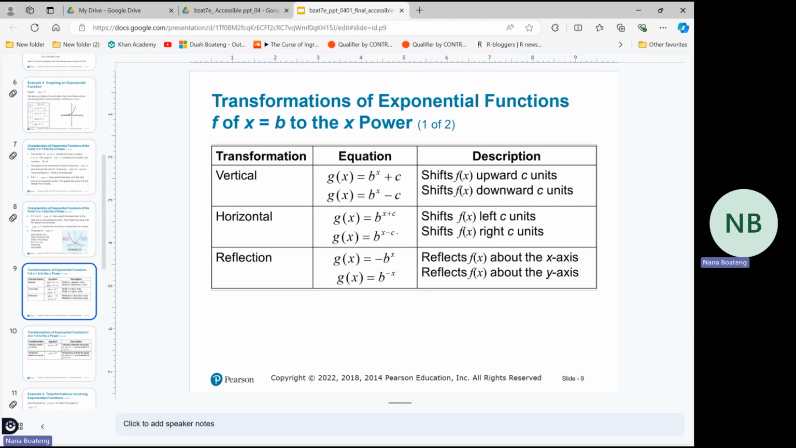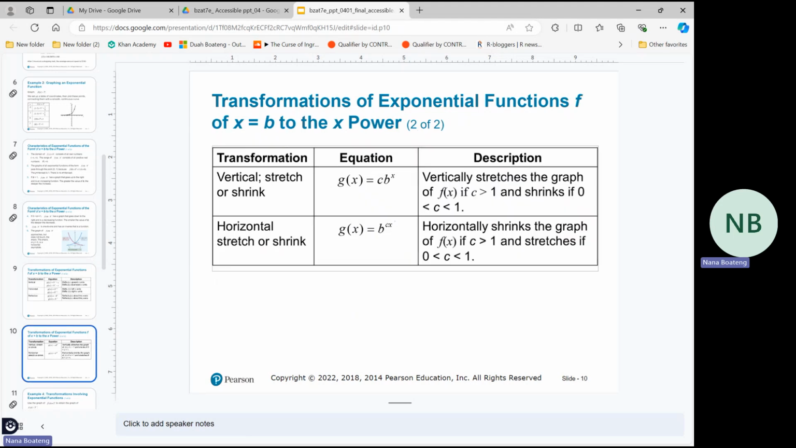And whenever g of x is equal to b to the negative x, that means we reflect f of x about the y-axis. So the x coordinates now become negative. Positive x coordinates now become negative x coordinates. So that is a reflection about the y-axis.